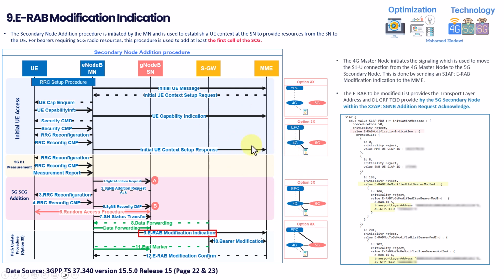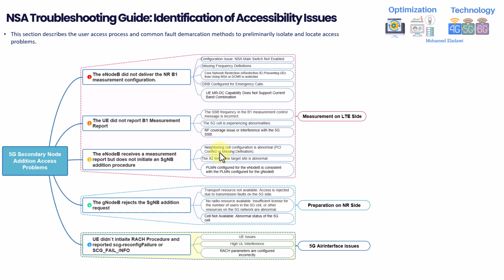Now let's go quickly through the main issues, the main troubleshooting, the main problems we might face, and what kind of actions we can take. If you look at this slide, it is just summarizing most of the common issues in the network, especially for secondary cell failures. I classified them into 5 parts.